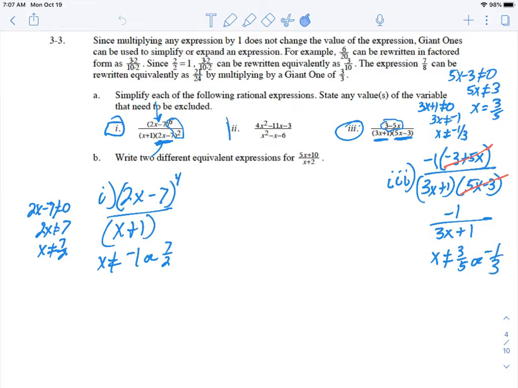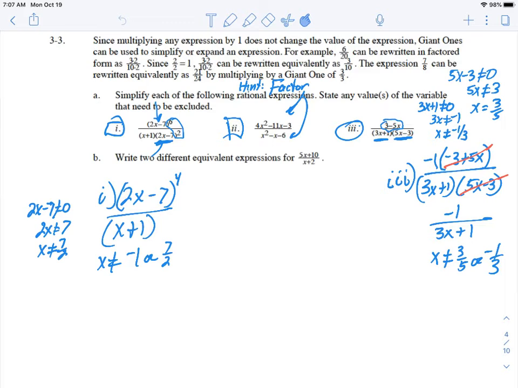Now I'm going to have you do part 2, but first I'm going to give you a hint. Factor the numerator and factor the denominator. So please pause this now and then return in a minute, or when you get the problem done.